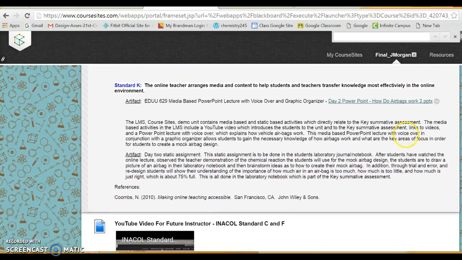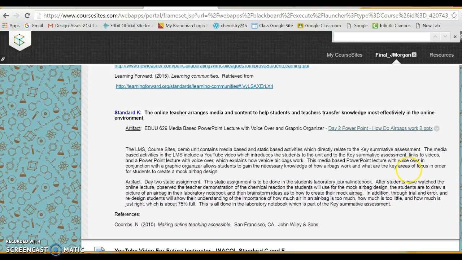Standard K, the online teacher arranges media and content to help students transfer knowledge most effectively in the online environment. Here I just talked about the course site's lesson. There's 1 media-based, 1 static assignment. So the media-based is the PowerPoint lecture with voiceover and a graphic organizer. This is to help students gather the information that is needed for the key summative assessment. If they do this portion of it, they have that information available to them all the time.